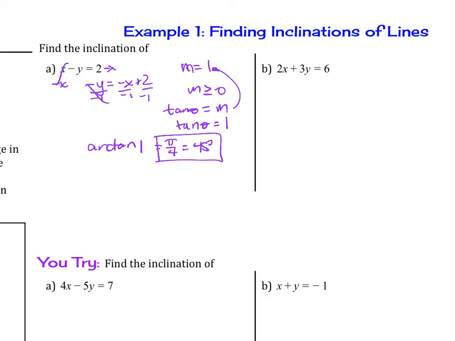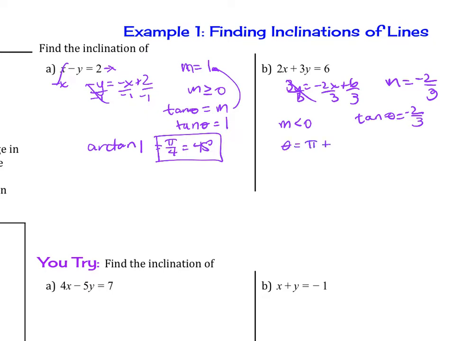Letter B, we have 2x plus 3y equals 6. Let's find the slope first. 3y equals negative 2x plus 6. Therefore we find that our slope is negative 2 over 3. Now tangent of theta equals negative 2/3, but remember our slope is less than 0. So theta is going to be pi plus the arctangent of negative 2/3.